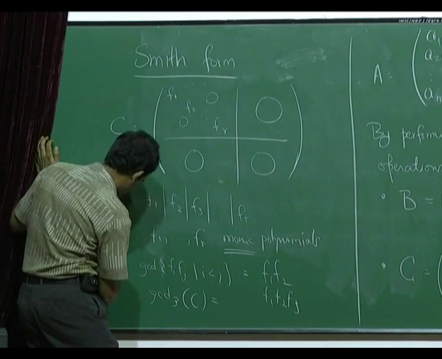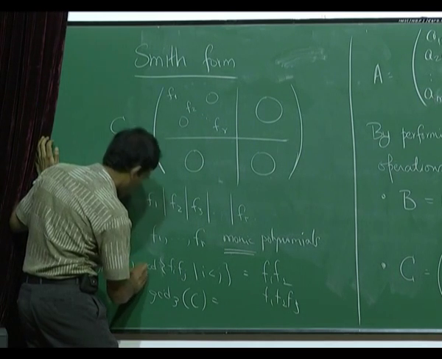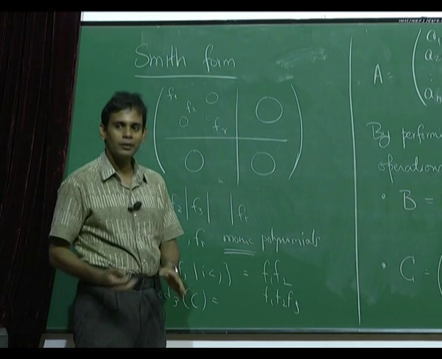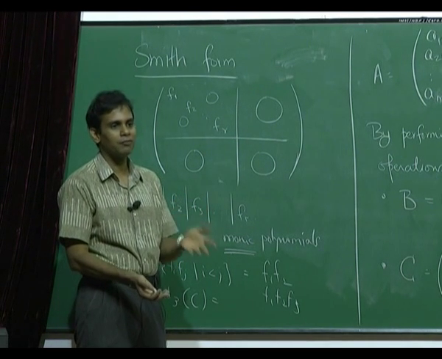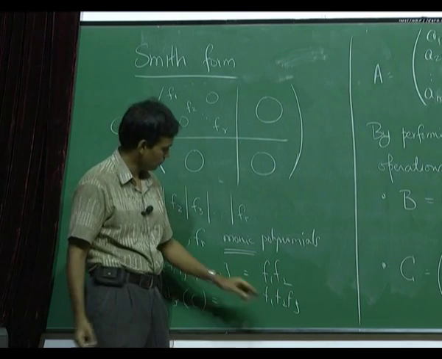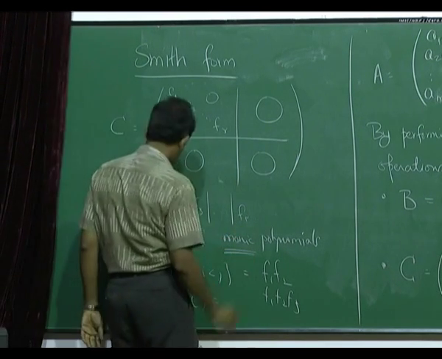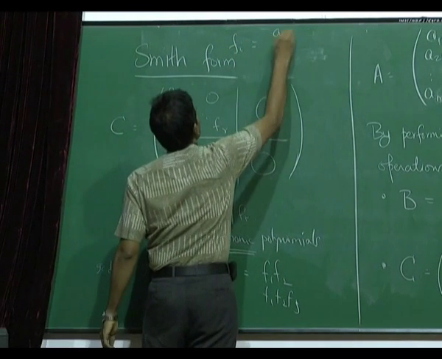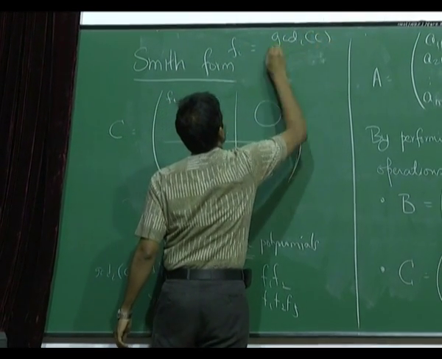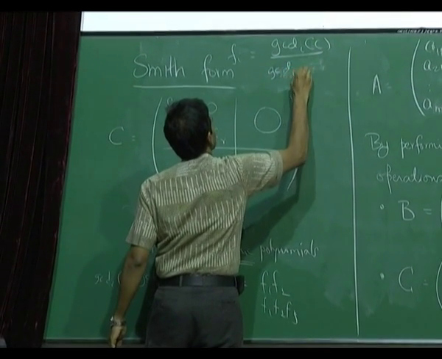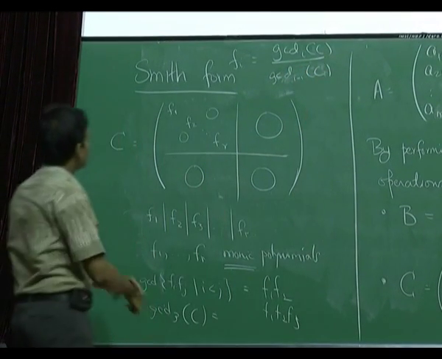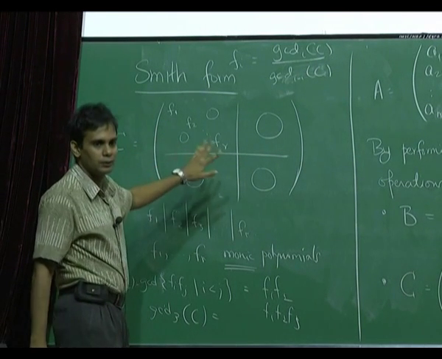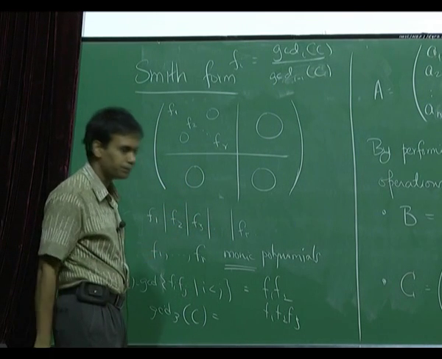So this is GCD 2. And if you know F1, F1 F2, F1 F2 F3 and so on, you can divide them and get back F1, F2, F3 and so on, right. So Fi can be recovered from this as GCD i of C divided by GCD i minus 1 of C. So what this shows is that these matrices are actually not equivalent to each other, they are pairwise inequivalent.